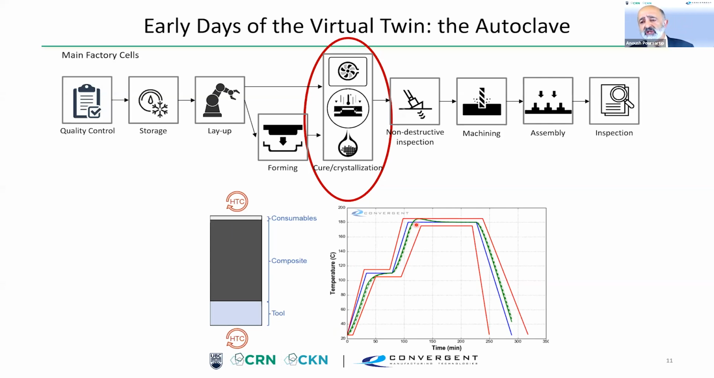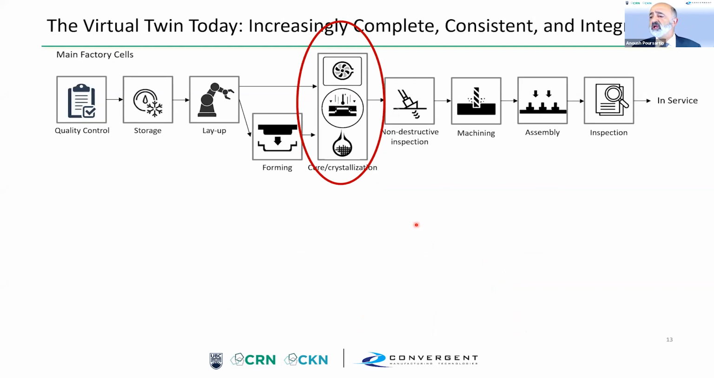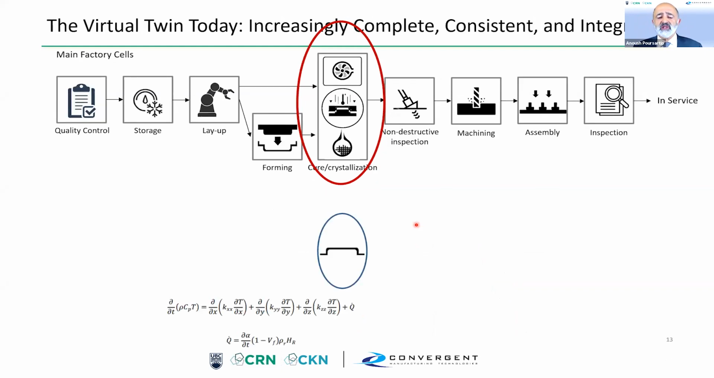This has been understood and modeled since the early days of composites. A seminal archival publication is that of Luz and Springer in '83, and they really laid out how to do process simulation. They had 1D governing equations, they had no tooling, no equipment, set temperature, no heat transfer coefficient, but they set the scene. If we fast forward to today, nearly 40 years later, what we have is the ability to run 1, 2, 3D models.